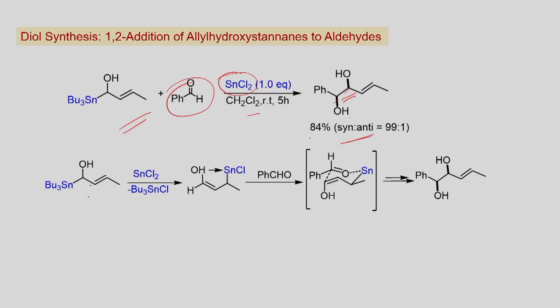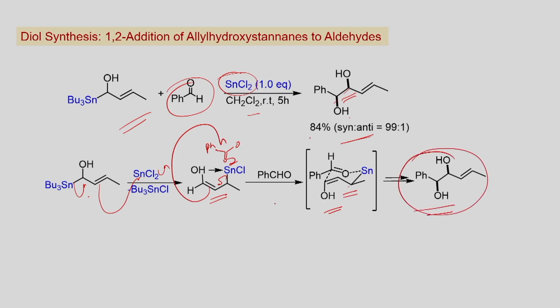When you have this one, it can undergo reaction, and you will be able to get this intermediate. Once you have this one, it can undergo addition reaction with the aldehyde as shown, and it can make chelation to the transition state. Once we have this one, it can undergo addition reaction, and then you will be able to get this reagent. When you do the hydrolysis, you will be able to get the syn diol as the product.